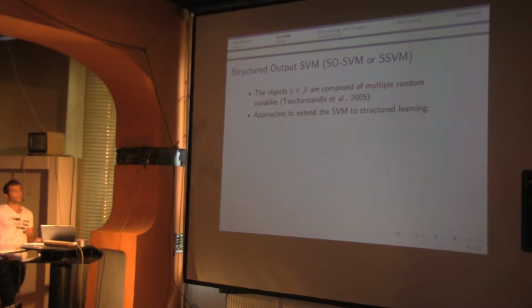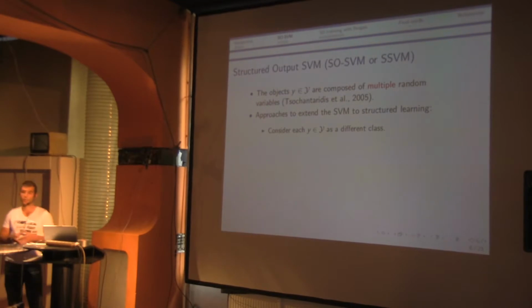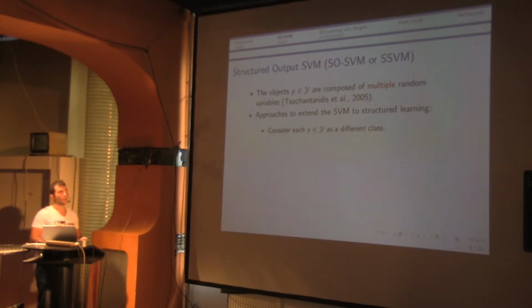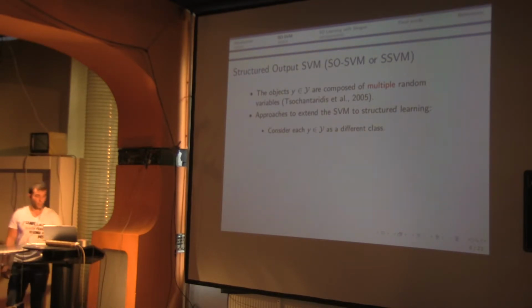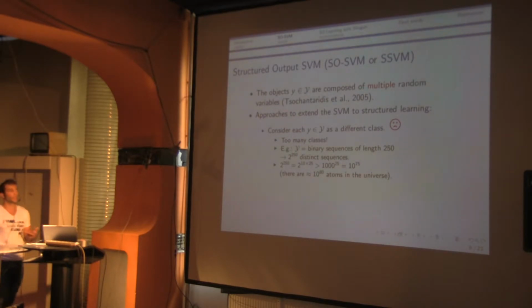So the first approach that we can think of, the naive approach, would be to consider each label in the output space as a different class, and then apply multi-class classification accordingly, using, for instance, Crammer-Singer's formulation. This is in general not a good idea, since it gives rise to too many classes.